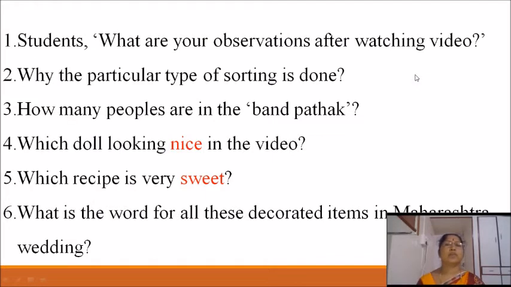Students, what are your observations after watching the video? Why is the particular type of sorting done? How many people are in the band pathak? Which doll looks nice in the video? Which recipe is very sweet? What is the word for all these decorated items in Maharashtra? Wedding.